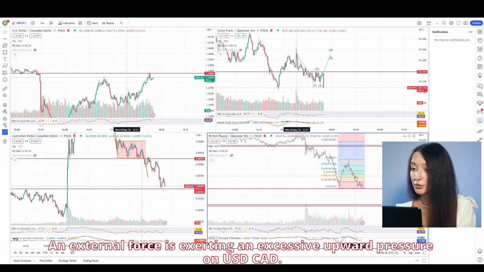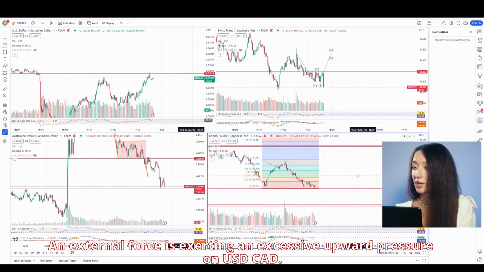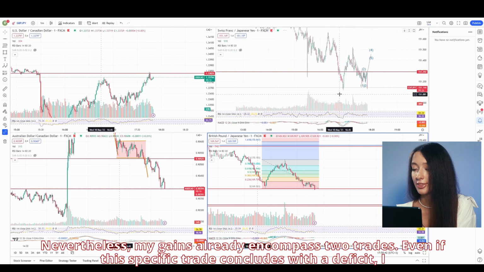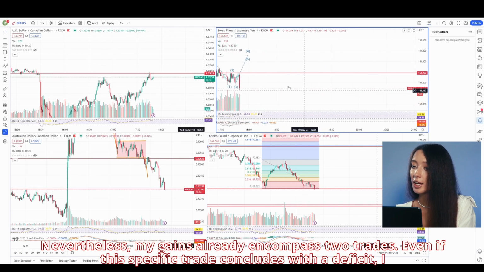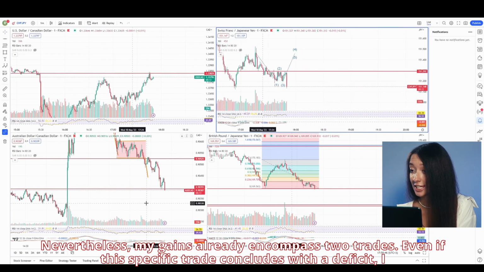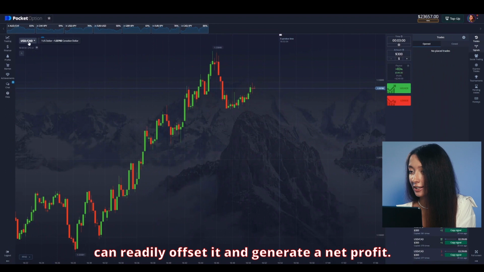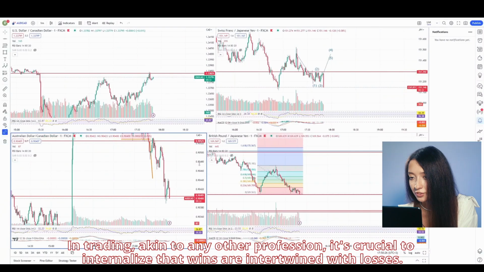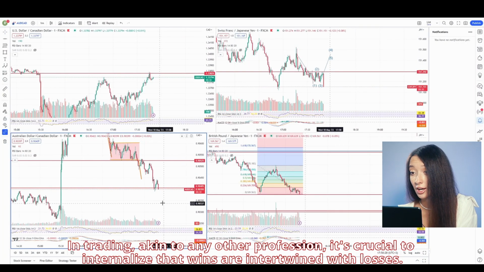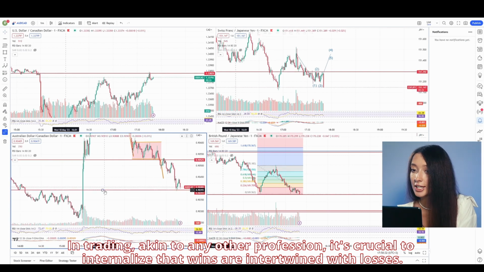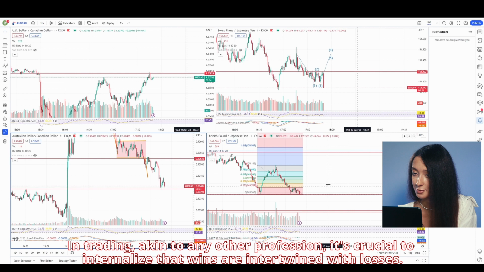An external force is extending upward pressure on USD/CAD. Nevertheless, my gain already encompasses two trades. Even if a specific trade concludes with a deficit, I can readily offset it and generate a new profit. In trading, as in any other profession, it's crucial to internalize that wins are intertwined with losses.